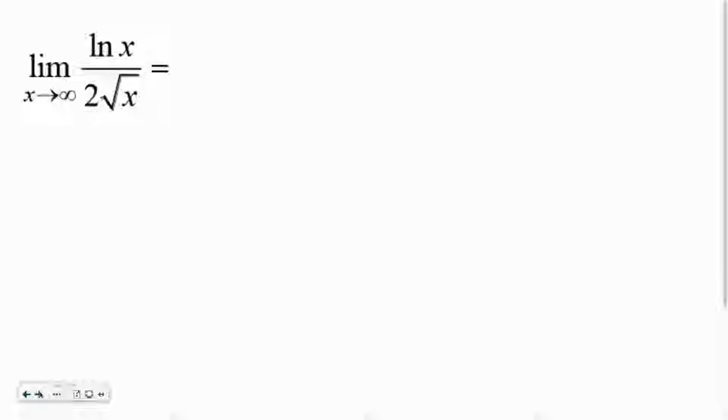What is the natural log of infinity? Well, that doesn't really make sense. Let's think about the natural log graph. The natural log graph looks like this. As we approach infinity, where's the natural log going?